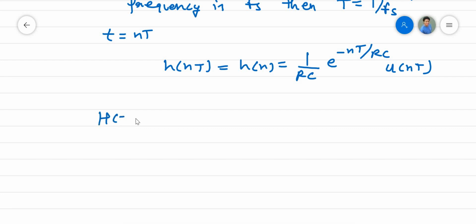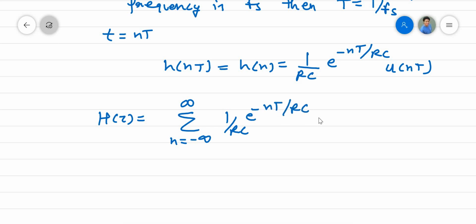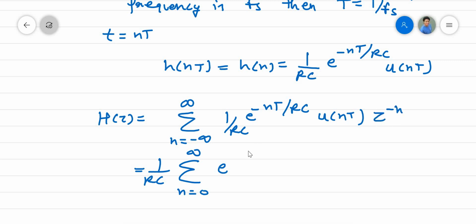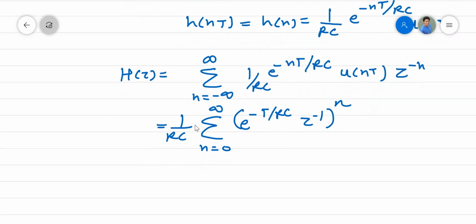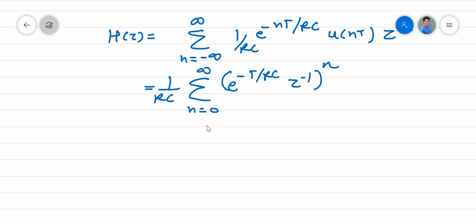So we will find the value of H(z), that is the sum from n equals minus infinity to infinity of 1 by RC exponential minus nT by RC, and then it is u(n). Now due to this u(n), our transform will be the sum from n equals 0 to infinity, 1 by RC will come out of this summation, and z to the power minus n will be there. So it is e to the power minus T by RC z to the power minus 1, to the power n, right?